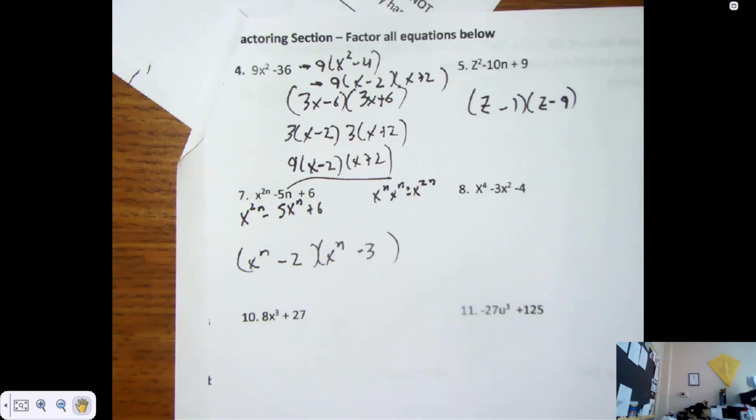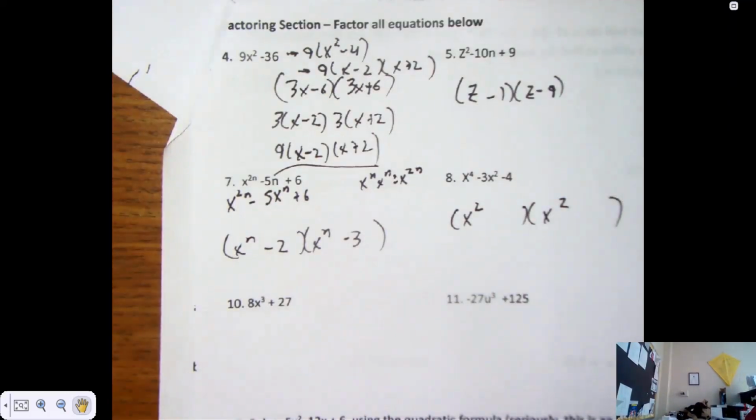Number 8 is not really that bad. I know that kids see those higher exponents and get a little scared of them, but how do you create x to the 4th? It takes an x squared. It's actually a really easy problem. Then you need factors of negative 4 that get you negative 3. 4 and 1 is what you're going to use. One of them is negative. Which one?